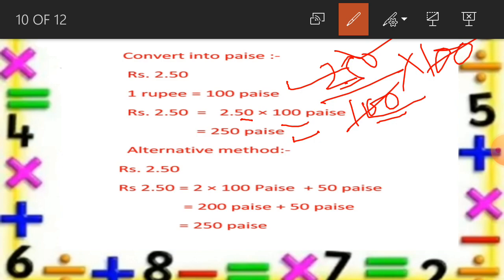And the alternative method is, again we convert 2 into paisa, and for this we have to multiply 2 with 100, and we get 200 paisa, and plus 50 paisa, and we get 250 paisa.